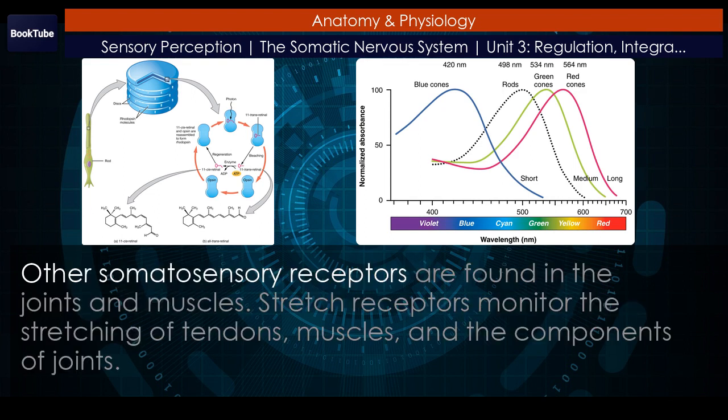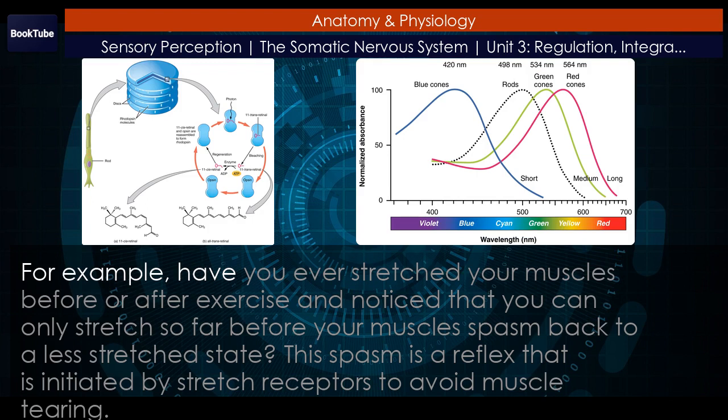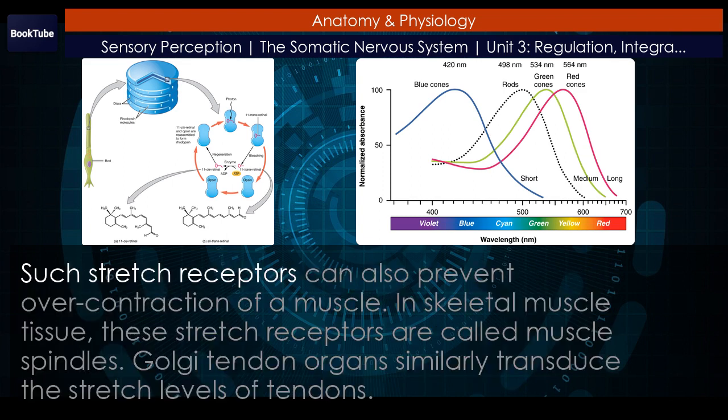Other somatosensory receptors are found in the joints and muscles. Stretch receptors monitor the stretching of tendons, muscles, and the components of joints. For example, have you ever stretched your muscles before or after exercise and noticed that you can only stretch so far before your muscles spasm back to a less stretched state? This spasm is a reflex that is initiated by stretch receptors to avoid muscle tearing. Such stretch receptors can also prevent overcontraction of a muscle.